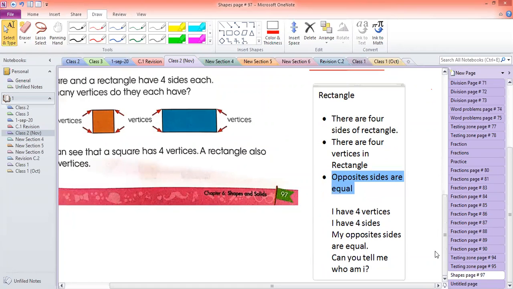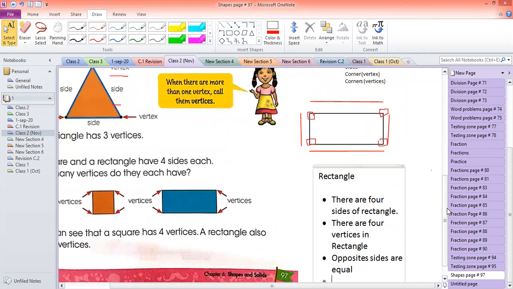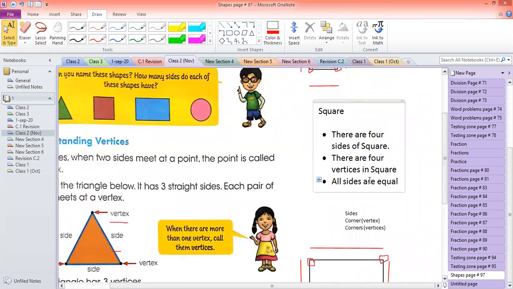The question I asked you is not from your syllabus, not from your book, but it is to remind you that if you know the properties of 2D shapes, then you will be able to identify them. If I give you the properties, how many vertices, how many sides, and what is its property, let's suppose I say I have 4 sides, 4 corners, and all my sides are equal, then you will say, sir, it is a square, because a square has 4 sides, 4 vertices, and all sides are equal.